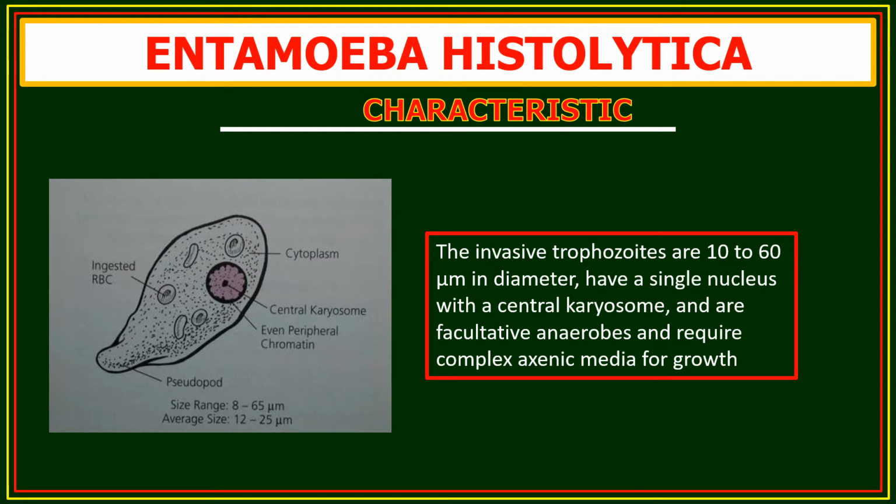Next is the trophozoite. The invasive trophozoites are about 10 to 60 micrometers in diameter, have a single nucleus with a central karyosome, are facultative anaerobes, and require complex axenic media for growth. The trophozoite is the opposite of the cyst. Once passed in the stool, it is destroyed after leaving our body, and it is nearly impossible for it to survive if ingested by a person because of the harsh exposure to the gastric environment.